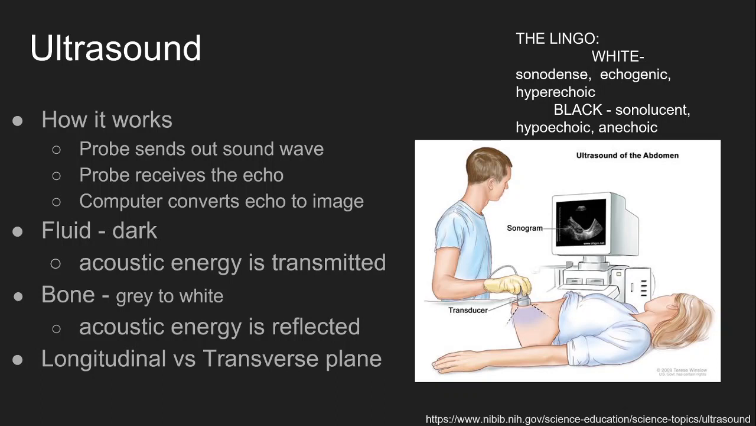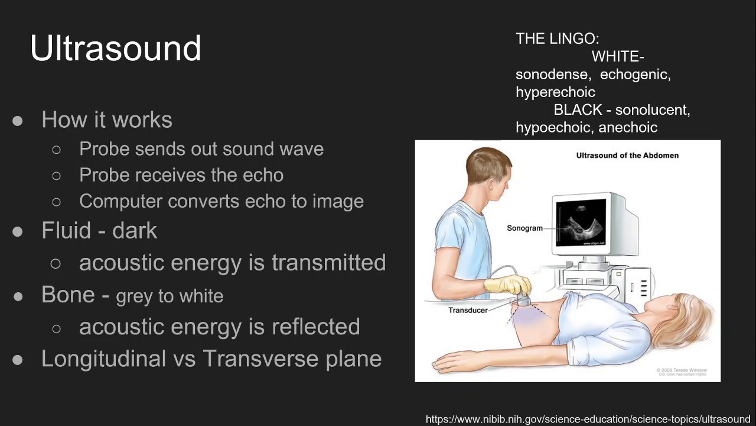Let's go over how the technology works. Ultrasound uses acoustic energy to generate images. First, a probe or transducer sends out high-frequency sound waves. This same probe will later receive the reflected sound waves, or echo. An attached computer converts the echo to images. If most of the acoustic energy is transmitted, such as in fluid, it will look black. On ultrasound, this is defined as sonolucent, hypoechoic, or anechoic.